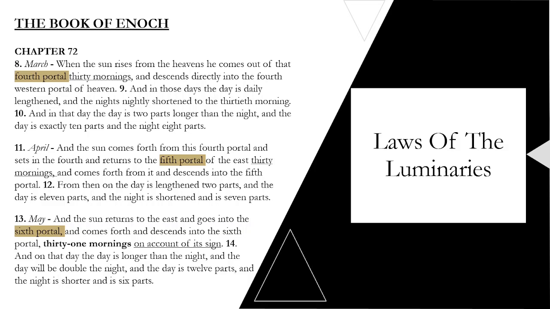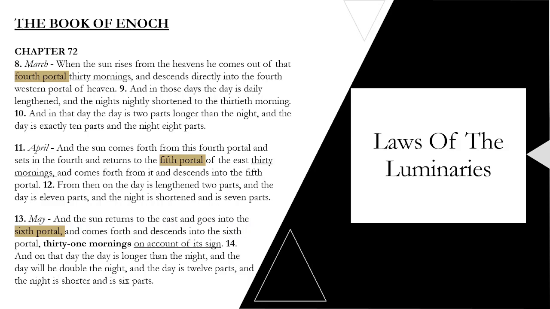Now we're in the month of May, and the sun returns to the east and goes into the sixth portal. Notice that these are in sequential order, right? The sun is moving through the gates in numerical order and comes forth and descends into the sixth portal. This one is done 31 mornings on account of its sign. And on that day, the day is longer than the night, and the day will be double the night, and the day is 12 parts, and the night is shorter and is 6 parts.